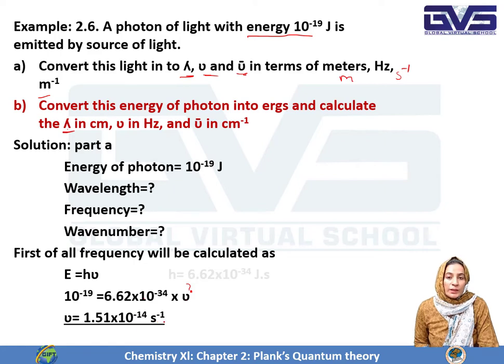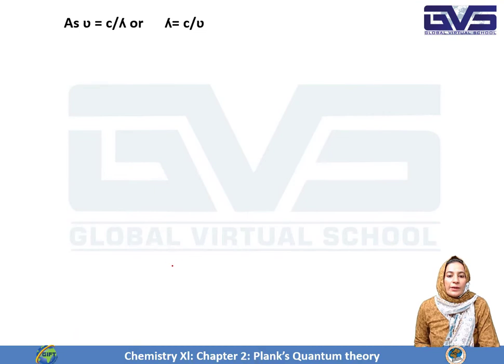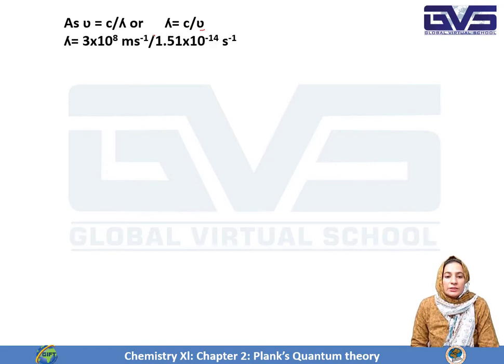Now use this frequency and recall the relation between frequency and wavelength. That was, frequency is equal to C over lambda. Lambda is C over frequency. Frequency you just calculated, and C, you know, this is the speed of light, that is 3 × 10^8 meter per second. Just put the values and you can calculate the wavelength of the radiation of the photon.